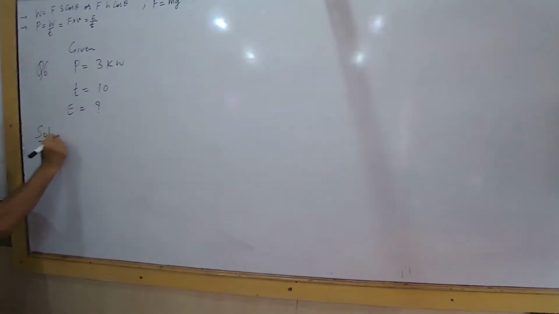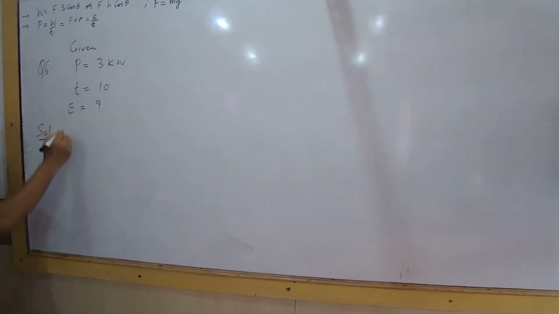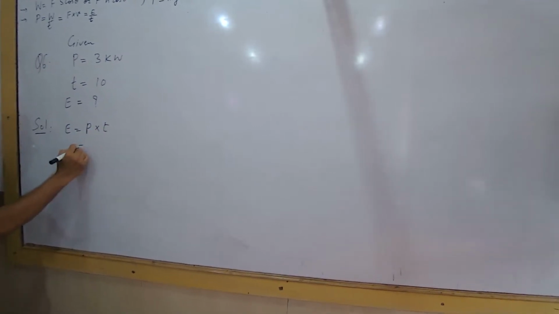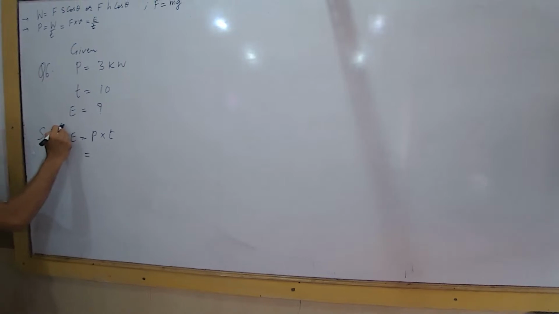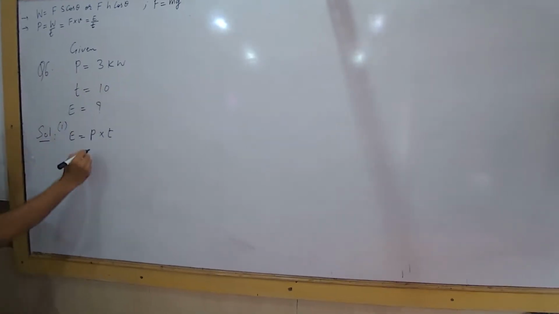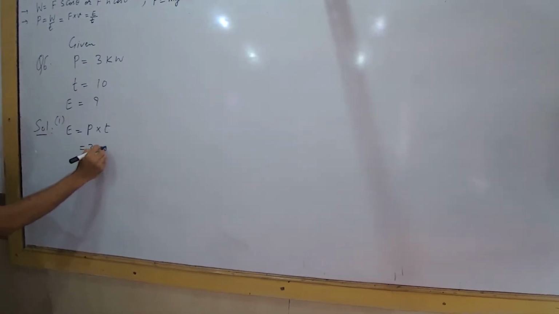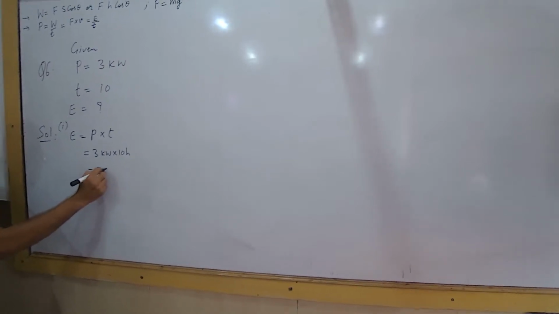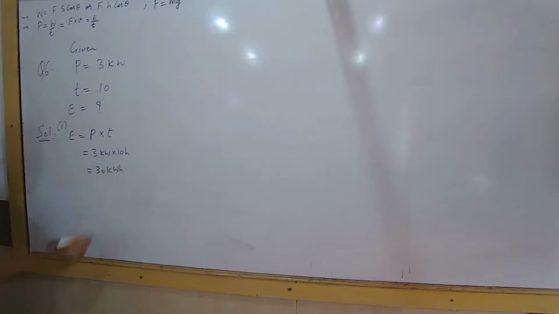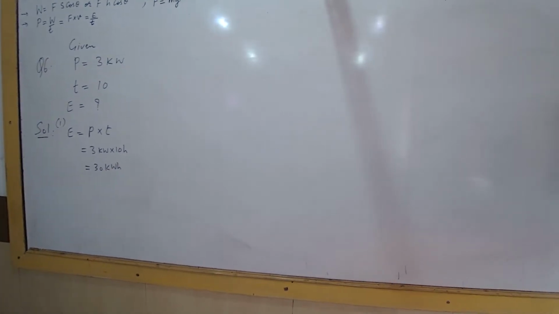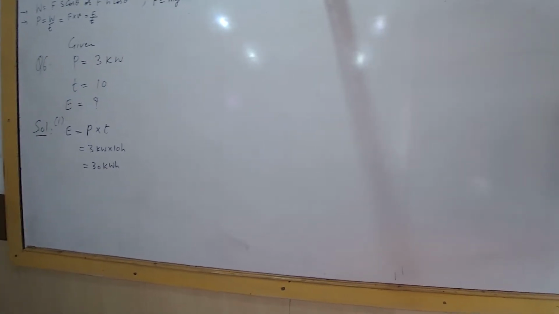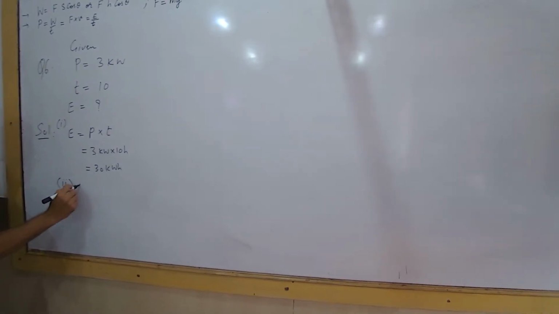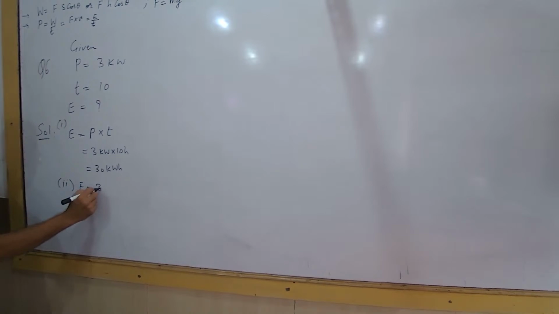E is equal to P into T. So what is E? P into T. So E is equal to P into T. So first part is in kilowatt hour. So express it in kilowatt. 3 kilowatt into 10 hour. So this is 30 kilowatt hour. Okay. First answer you get it in kilowatt hour. What about joules? So E is equal to 30 kilowatt hour.